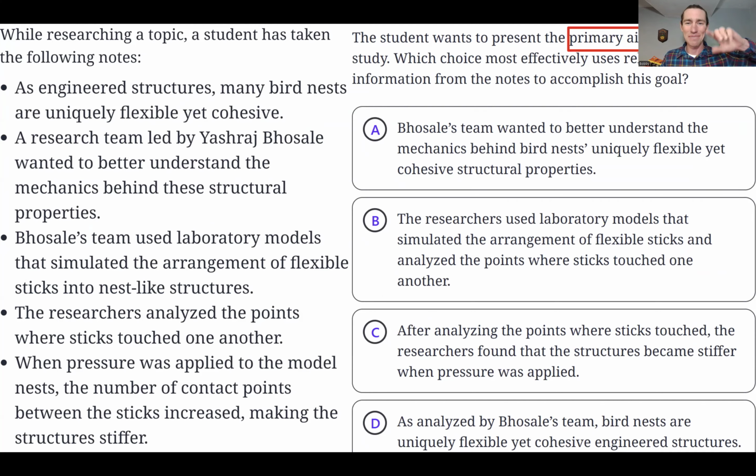If we go to A, it says his team wanted to better understand the mechanics behind bird nests' uniquely flexible yet cohesive structural properties. He wanted to understand. That sounds like a goal. A is a primary aim. So A looks good. And if you go to the other choices, none of them actually give us a goal, an aim. B tells you what they did. They used laboratory models. C tells you what they found. They found that the structures became stiffer. And then D tells you a conclusion as well, but none of them actually give you a primary aim.